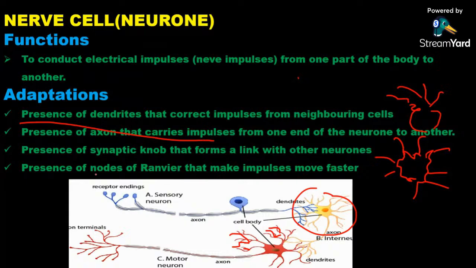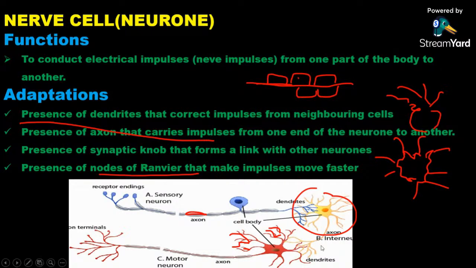Then presence of nodes of Ranvier. For the node of Ranvier, we're just looking at this fatty sheath. Okay. As you can see, the way it is like this. The middle part is the axon, then outside there are these parts. These are what we call nodes of Ranvier. We are going to look at the functions as we go on. I guess you're also able to see the parts clearly here. So that is basically the adaptations of the nerve or the neuron.